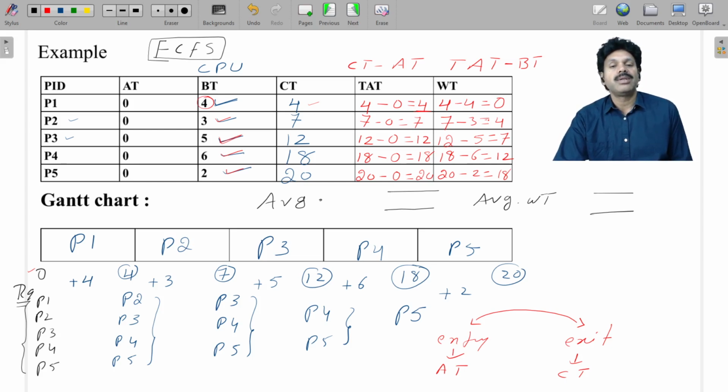So what is the sum here? 4 plus 7 is 11, and 23, 33, 41, divided by 5 processes. And waiting time is 4 plus 7, 11, 11 plus 12, 23, 33 plus 8, 41, divided by 5. That is your answer. So let us move on to the next example.